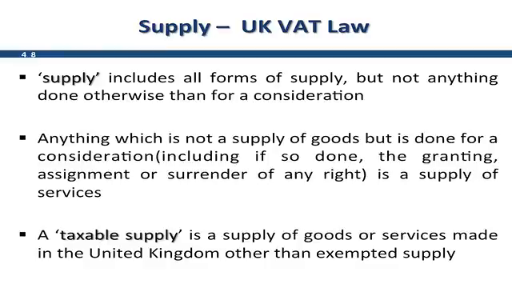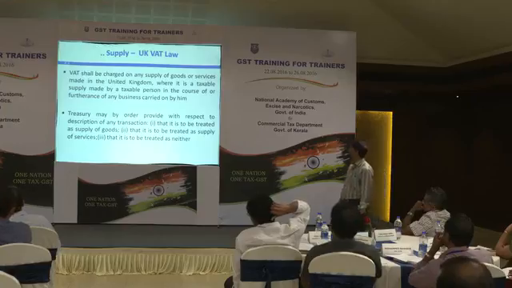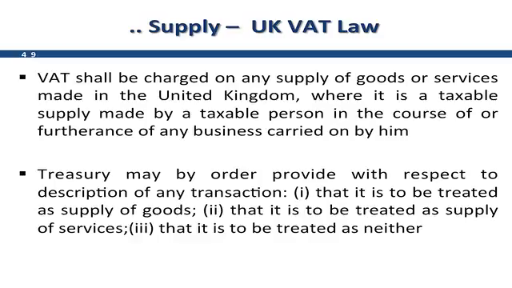Continuing with that, this is the charging section of the UK VAT law. VAT shall be charged on any supply of goods or services made in the United Kingdom where it is a taxable supply made by a taxable person in the course or furtherance of business carried on by him. You can note the words here, in the course or furtherance of business.